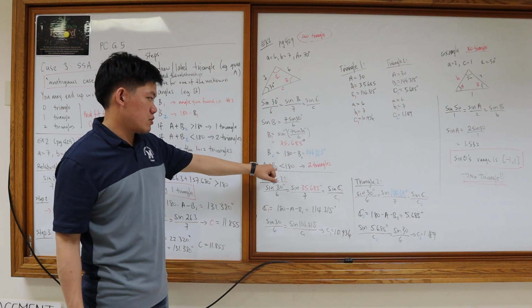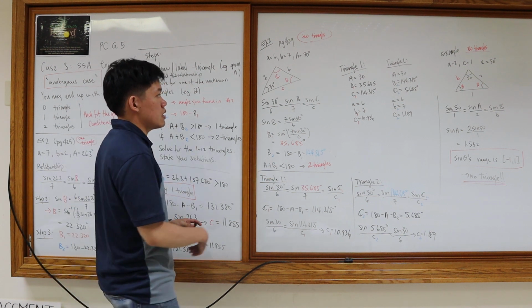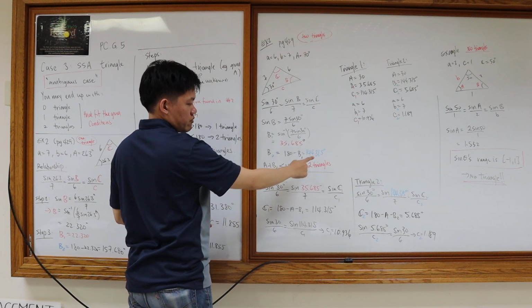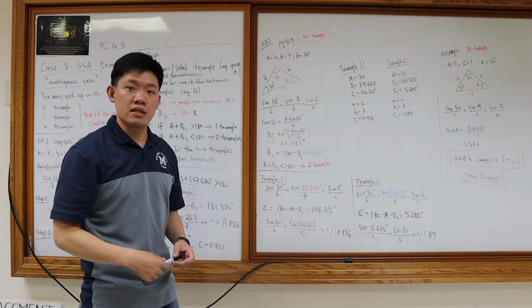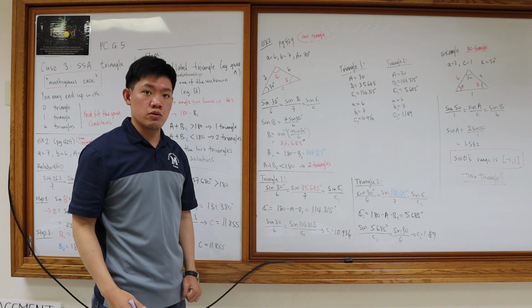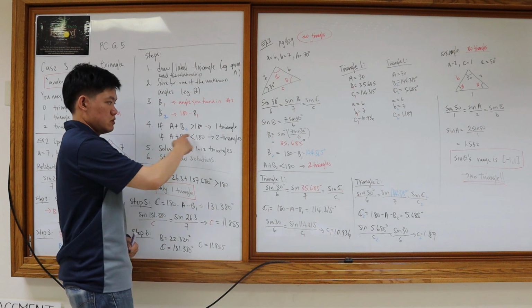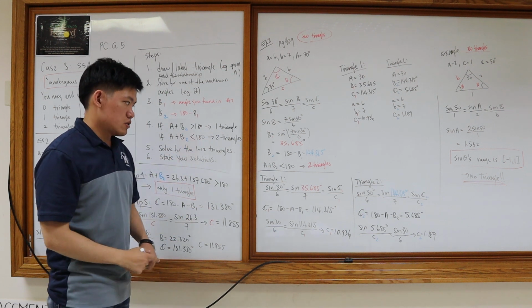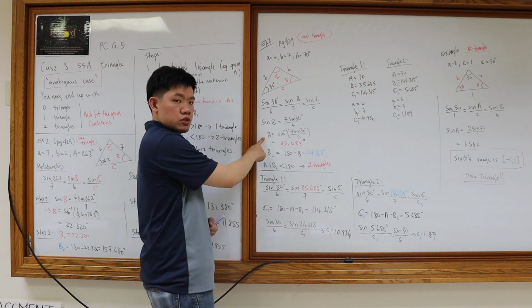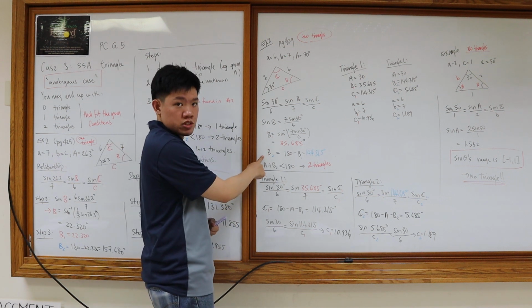So A plus B2, if you do the sum of these 2 numbers, using what's given, A is 30, B2 is 144.315. If you add those together, you get a number that's less than 180 degrees. Because it's less than 180 degrees, you will have 2 triangles. Okay? Since we have 2 triangles, let's label them as triangle 1, which is subscript 1, and triangle 2 is subscript 2.